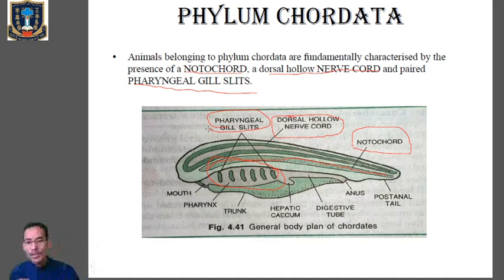These are the most important three features of an organism that must be included under the phylum Chordata. So what are those features? First one, presence of notochord. Second feature, presence of dorsal hollow nerve cord, and third feature is the presence of paired pharyngeal gill slits. Clear? So these are the three important chordate features. Clear? Now let's see the general characteristics of the phylum Chordata.